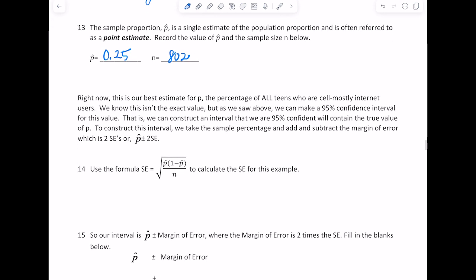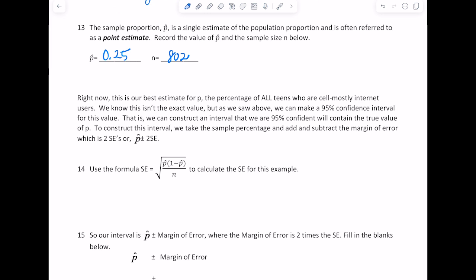Okay, so in order to do that, we need to find the standard error. And if you'll recall, the standard error formula is the square root of p times 1 minus p over n. Since we don't know p, we're just going to substitute it with p hat. So we're going to do the square root of p hat times 1 minus p hat over n. We know our p hat is 0.25, so we do 0.25 times 1 minus 0.25 divided by n, which is 802, and then take the square root. And when you do that, you should get 0.0153. So that's my standard error.